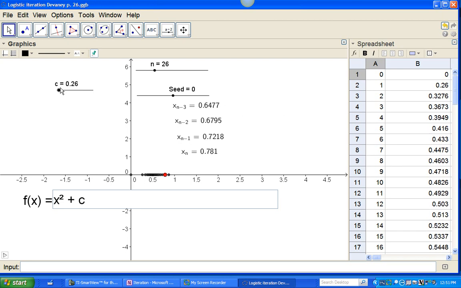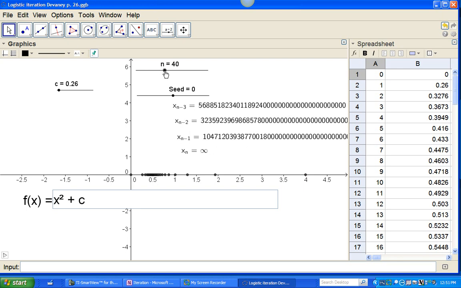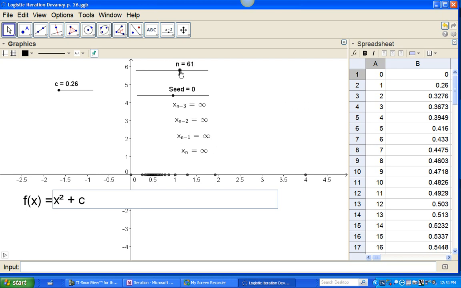And now watch this. This point here, c is 0.26. We aren't all the way off to infinity. In fact, we're only at 0.781. It isn't growing that fast. So let's take our N. Oh, and unfortunately, it just took longer for it to go off and get big. So we were hopeful that something different might happen, but it didn't. But things are looking different now. So let's go down to 0.25.